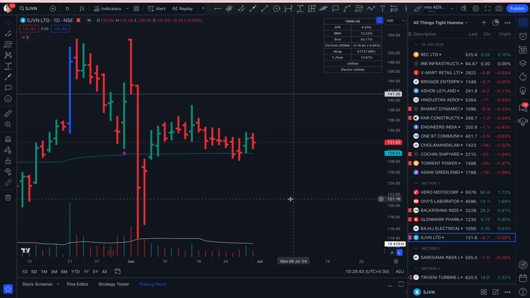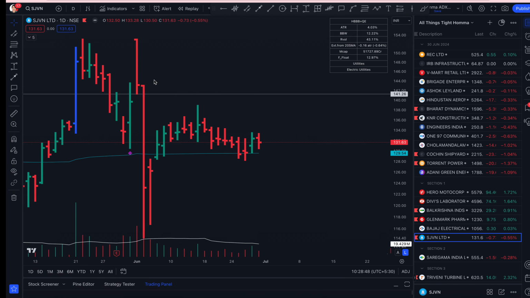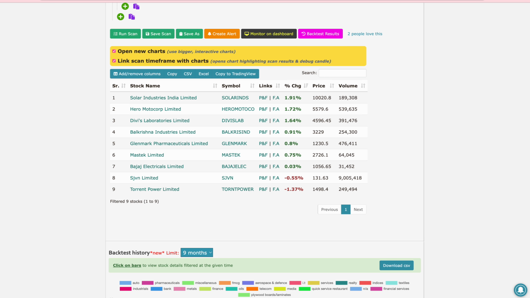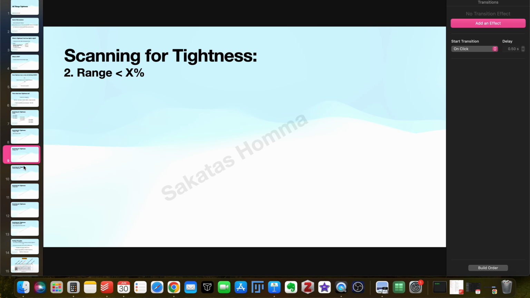Okay, now that is the second way you can scan for tightness. Whatever kind of range you like, you can change here. Is 4% not too tight for you? Go for 2%. If 5 days is less for you, go for 7, 10, whatever, right? But these are the most commonly used. Now, what is the third way of scanning for tightness? These two are the basic ways.